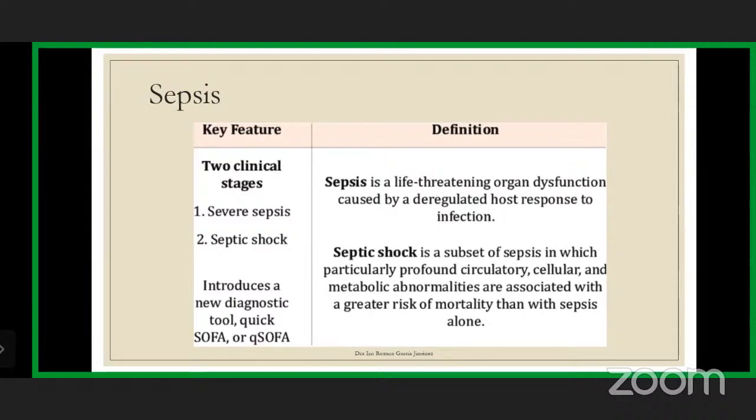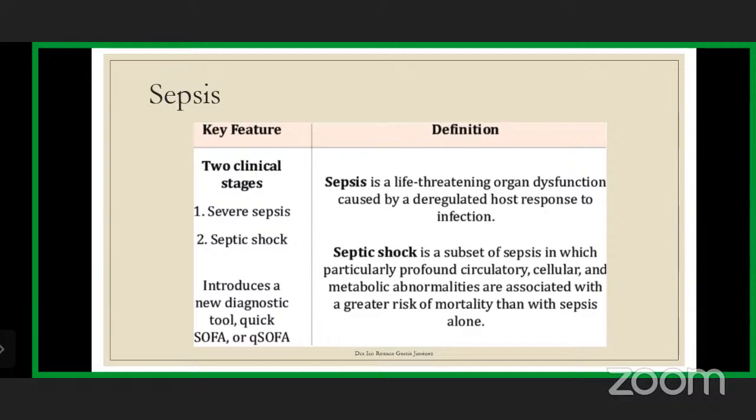It's important to take into account, to practice with them and consider. At the beginning, sepsis had two clinical stages, severe sepsis and septic shock, and a new diagnostic tool was introduced, Quick SOFA or qSOFA, the scales that help us understand how bad the situation was, how difficult it was for the patient, in order to take the best decision and choose the best treatment.